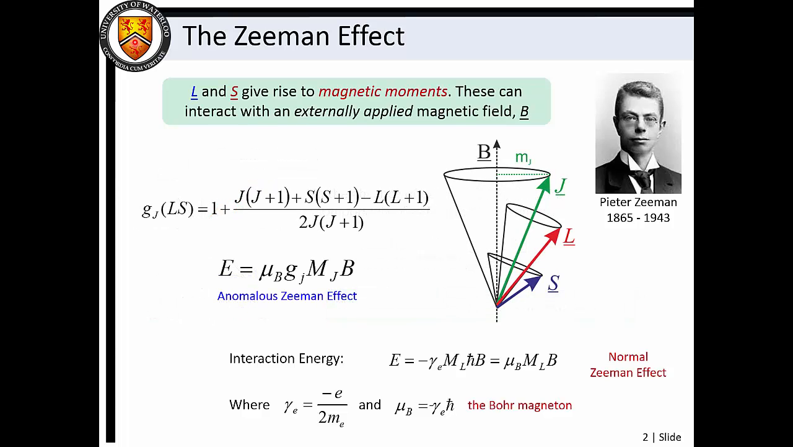In instances where S is greater than 0, we must also account for interaction of the spin angular momentum magnetic moment. We do this by introducing the Landé g factor, which is a function that depends on the spin, orbital, and total angular momentum quantum numbers. This scenario is known as the anomalous Zeeman effect.